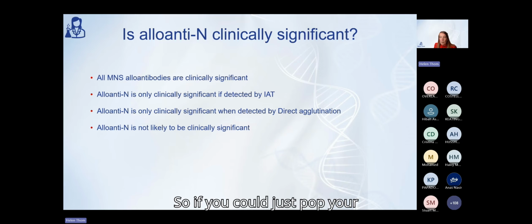So if you could just pop your answers there, and I can see already that we've got 25% of people saying that all M and S allo-antibodies are clinically significant. A few there saying it's only clinically significant if it's detected by IAT. A lot of people are going with it's not likely to be clinically significant, and then there's a little handful of people there saying it's only clinically significant when detected by agglutination.